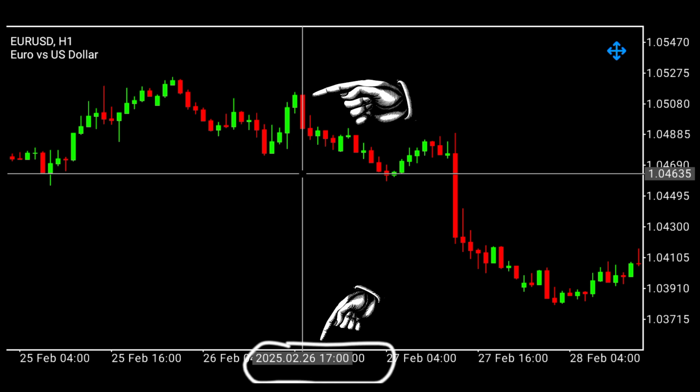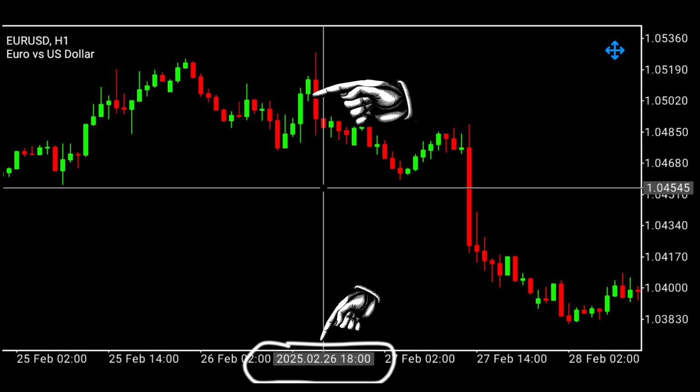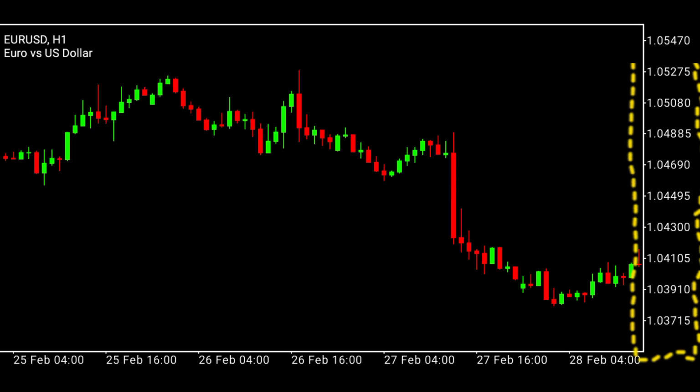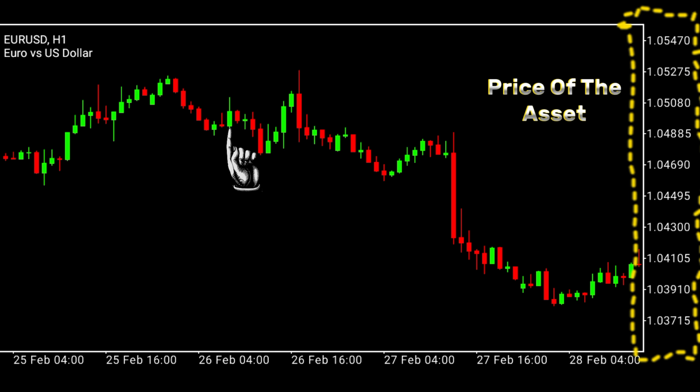And if you move your mouse 1 candle to the right, you'll see a day, or an hour, or 15 minutes after, depending on the time frame that you are working with. Now this bar to the right tells you the price of the asset. Let's say you want to know the price of this green candle here.